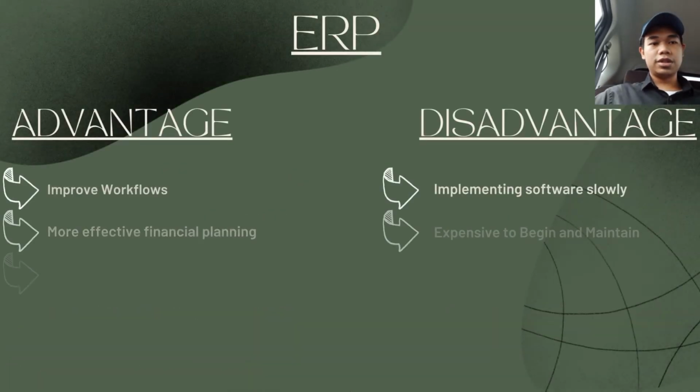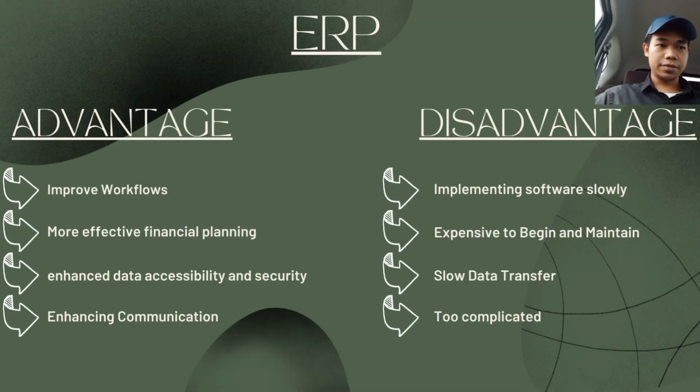Now we move to the advantage and disadvantage of ERP. There are 4 advantages of ERP and also 4 disadvantages of ERP. So the advantages of ERP: the first one is improved workflow. The second one is more effective financial planning. The third one is enhanced data accessibility and security. And the last one is enhanced communication. So the disadvantages of ERP: the first one, implementing software slowly. The second one, expensive to begin and to maintain. The third one is slow data transfer, and lastly, it is too complicated. That's all from me. Thank you.